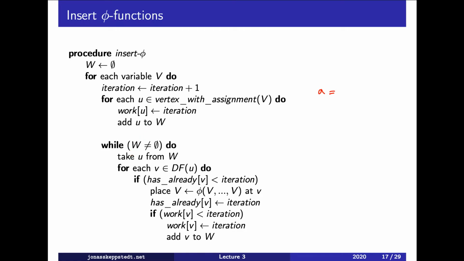empty, we take just one vertex from it and consider each vertex in its dominance frontier. If we have already inserted a phi function for that variable in that vertex, we don't do anything. But if we haven't, then has already is less than the iteration. So then we insert the phi function at the beginning of V. Okay, so we say it got the phi function in this iteration. If it's not been in the work list for this iteration, then we add it to the work list.